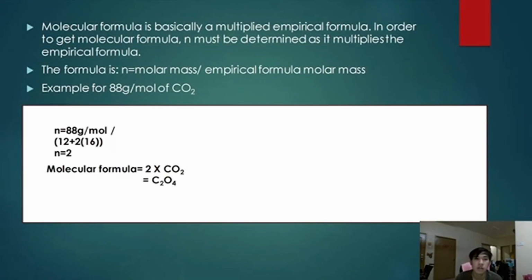Next up, we have molecular formula, which is basically the multiplication of an empirical formula. So in order to get the molecular formula, N must be determined as it multiplies the empirical formula. The formula is N equals molar mass over empirical formula molar mass. For the example shown here, N equals 88 grams per mole over the molar mass of CO2. And we use the molecular formula and we get the answer.